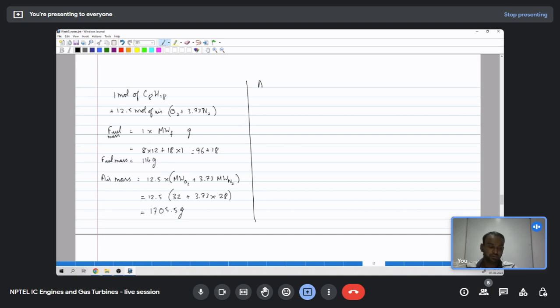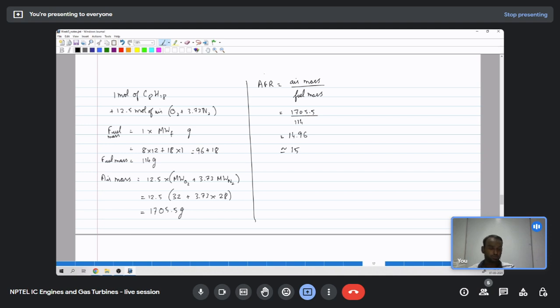So we have air fuel ratio is air mass by fuel mass. So air mass is 1705.5 divided by 114. So this is 14.9, so approximately 15.